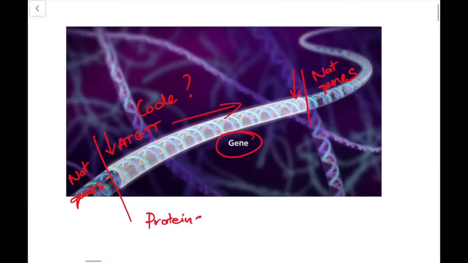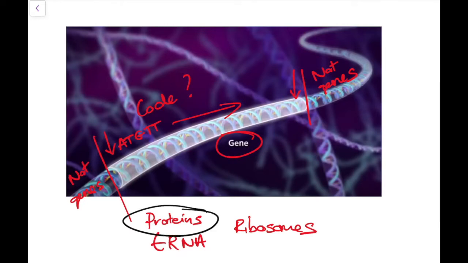The other thing that can be made using genes are other things that we'll come to later, like tRNA, and also some of the components of ribosomes are made using genes, and those aren't proteins. But most of the time when we talk about transcription, we're talking about using a gene to create a protein at the end.